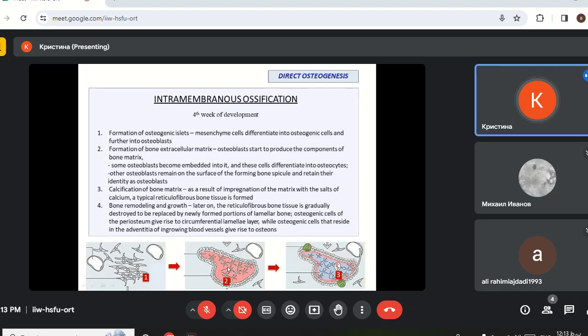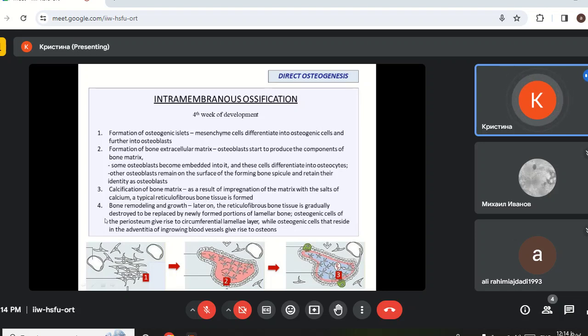First, they produce organic substances, and then organic substances are mineralized. It means that the calcium salts, which come from the blood capillaries, start to form crystals which are attached to the collagen fibers. And thus we have calcification of bone matrix.